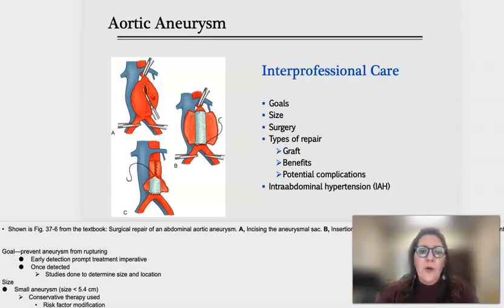Interprofessional care. So we want to detect this so that we can give prompt treatment. We want to determine the size and the location because we want to keep an eye on it. Because conservative, we're just going to make sure we decrease their blood pressure.